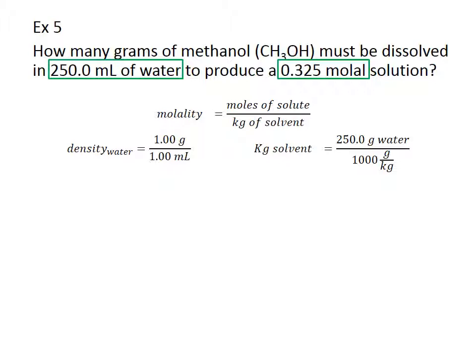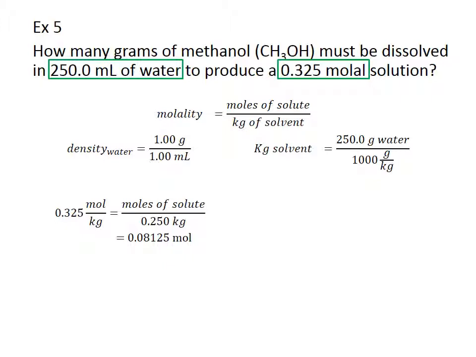Now that we have that, we can substitute into our equation, because we know the molality already. This is our molality. We now have our kilograms of solvent. We can substitute that into the molality equation. So we have our molality. We don't know moles of solute, but we know how many kilograms of solvent we have. So that gives us 0.08125 moles.